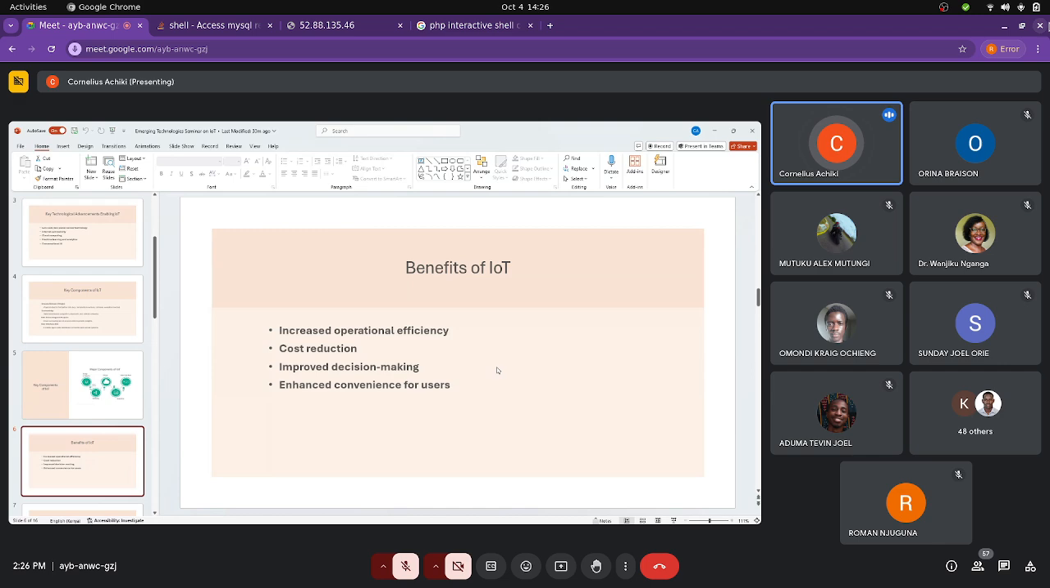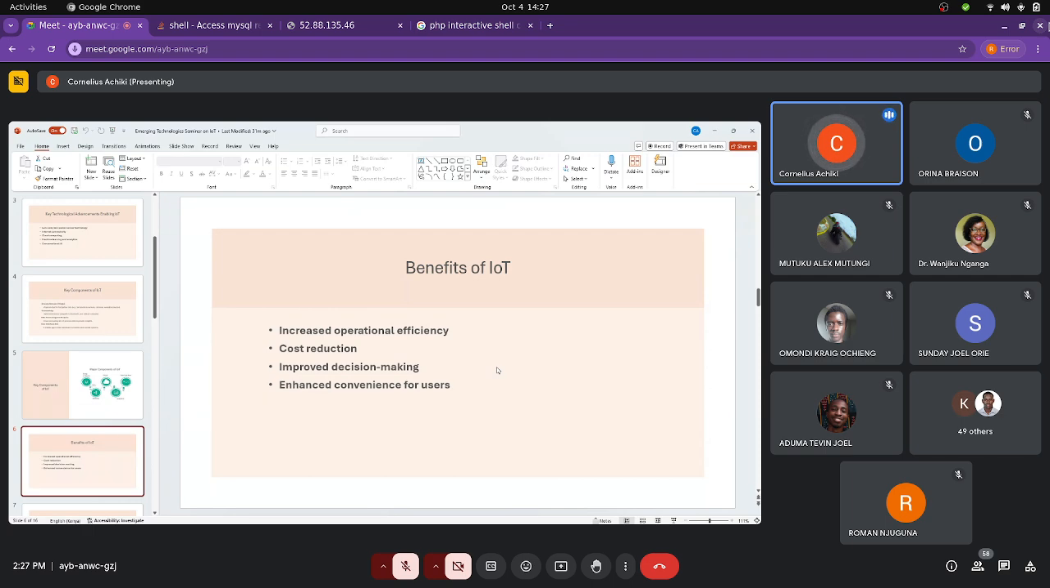So with the introduction of IoT, we've now been able to have increased operational efficiency in how we collect data from different environments. And I think as we know, human beings are inherently lazy in nature. If there's something that we're able to collect remotely or automate, that is one of the fastest ways that we are going to uptake technology, ensuring that you're able to collect data without me being at the said location. And then we have cost reduction.